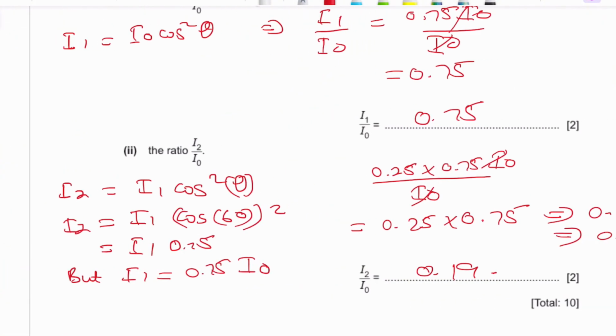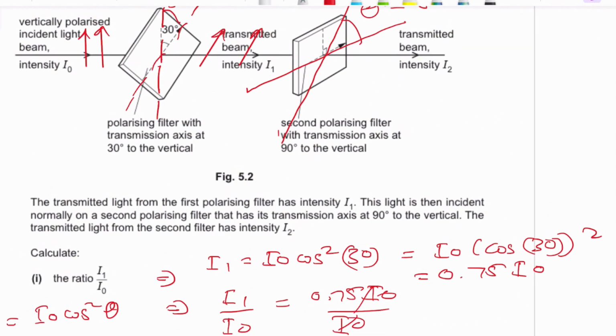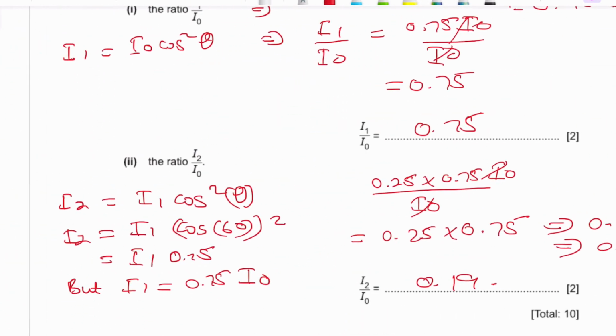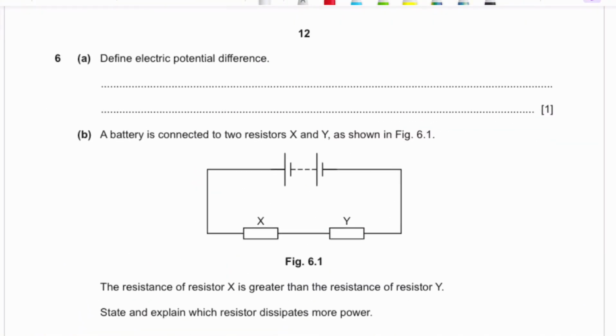So with Malus' law, it's very easy. Ask yourself, what is your angle theta? And once you have your angle theta, it's very important to ask yourself, what is your angle theta? Your angle theta is 60 degrees, and how do you use that angle theta to find the new intensity? Very, very, very important, okay? I'll move on to the next question.